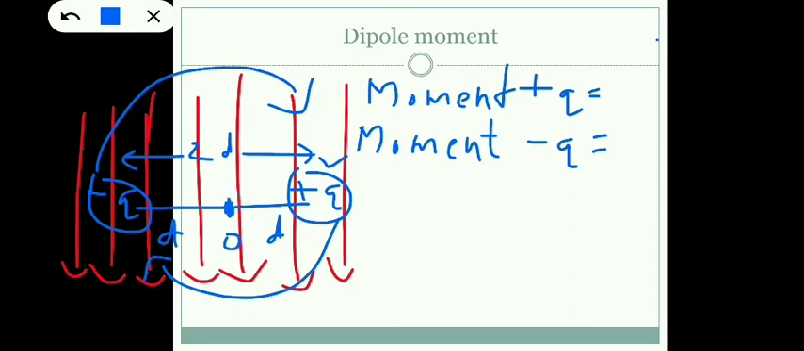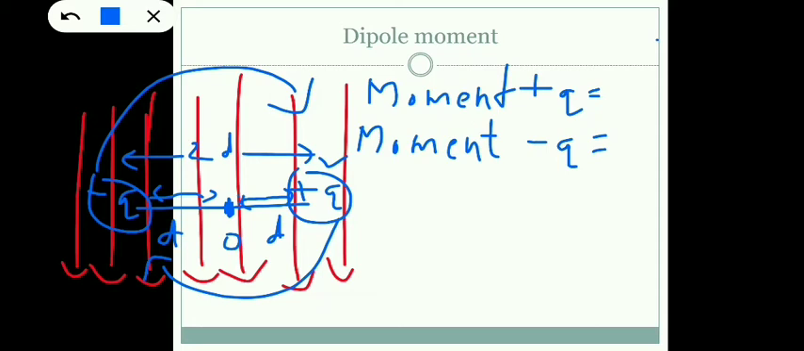And what is the distance of plus q charge from the point O? It is d, because you know the length of the dipole is 2d. So if we consider this length can be taken as d and this length can be taken as d, d plus d becomes 2d. So the distance of plus q charge from the point O will be d.